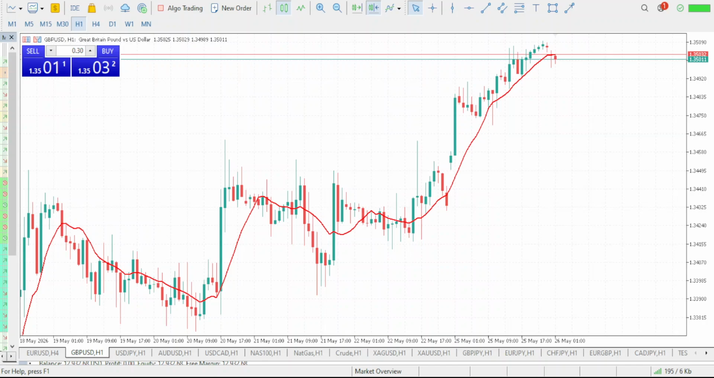So guys, this is what we are going to be expecting for today on our GBP USD.